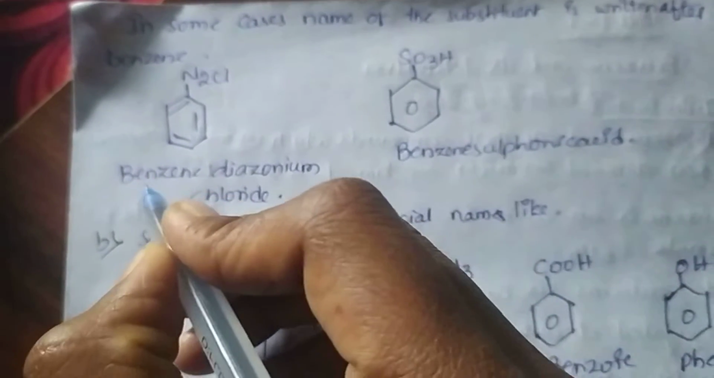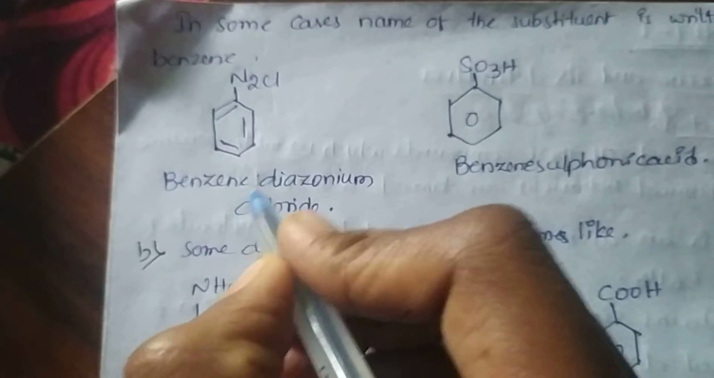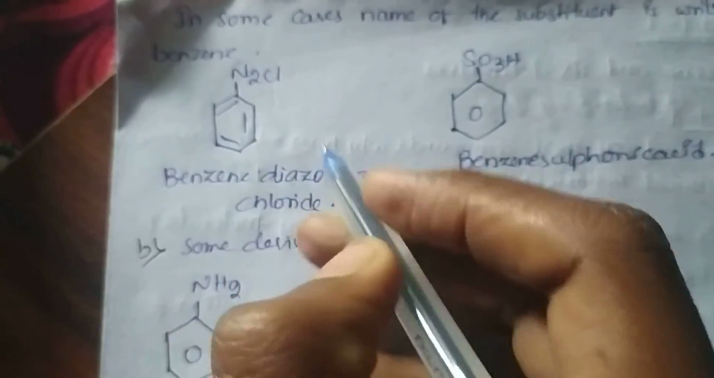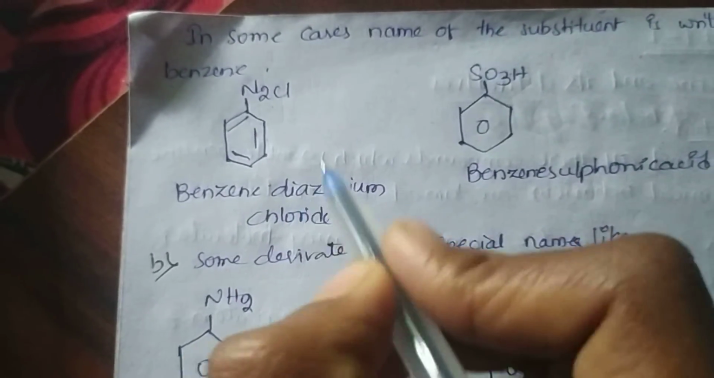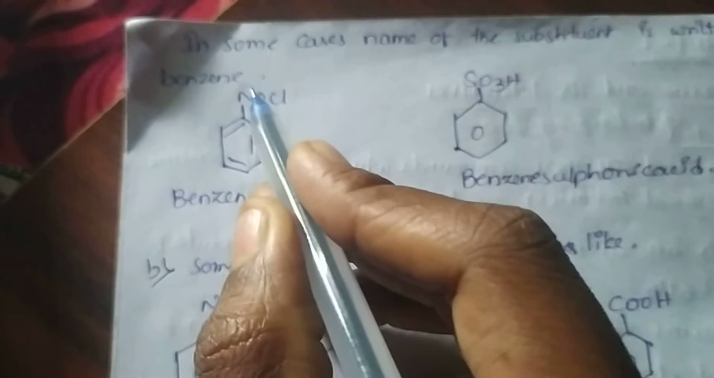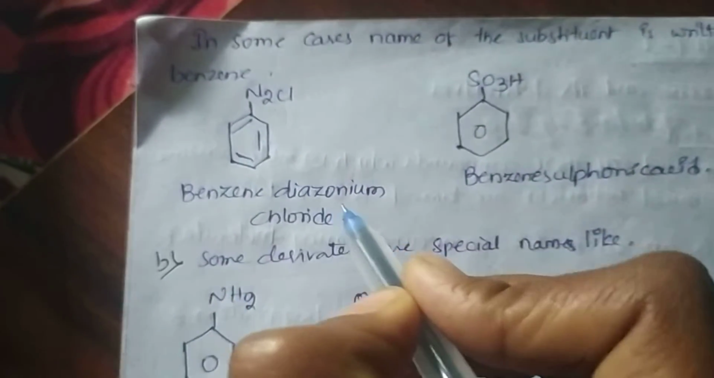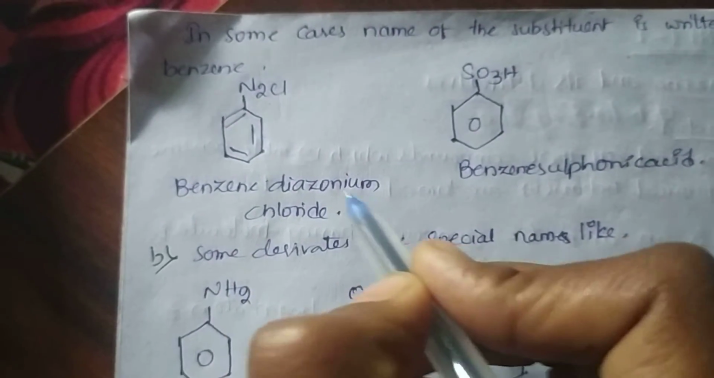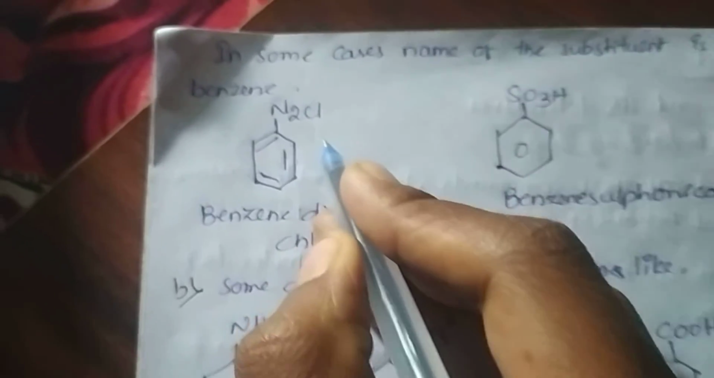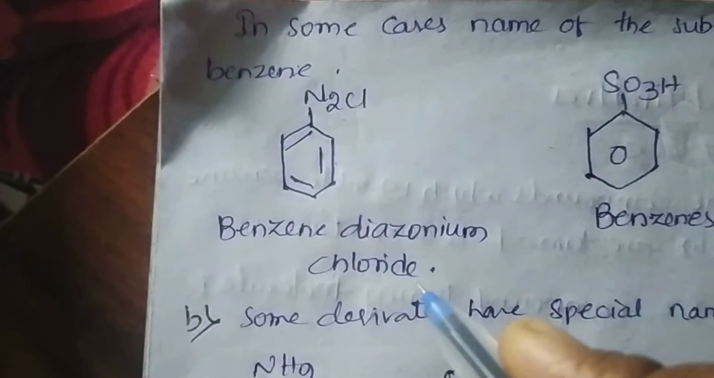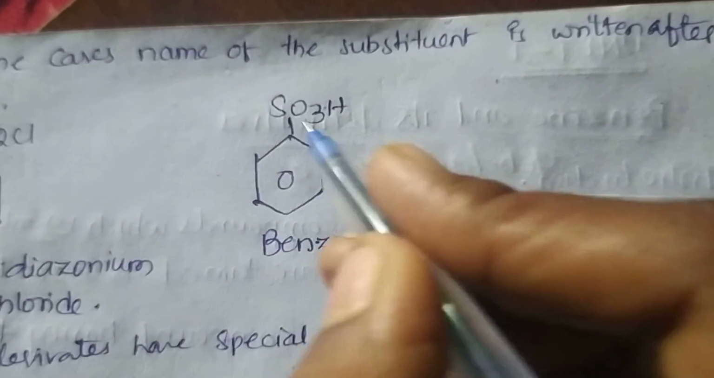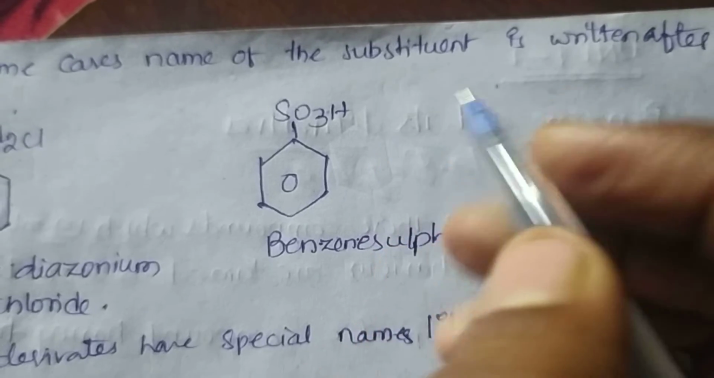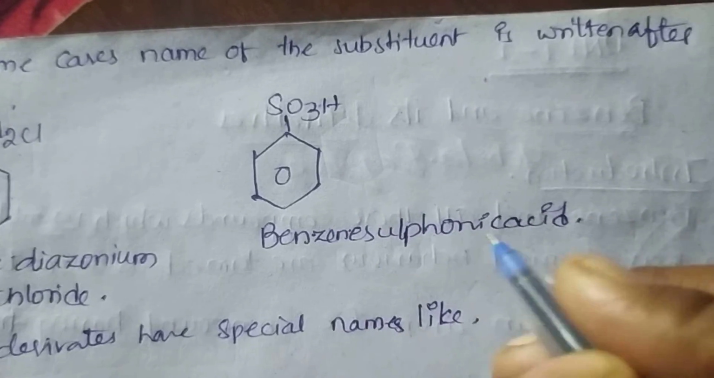So here first write benzene; the normal ring is the benzene here. Next, di: here we consider two nitrogens, so diazonium. Nitrogen we can name as azonium chloride. The main part is chloride. Next, it is a sulfonic acid. We know benzene sulfonic acid.